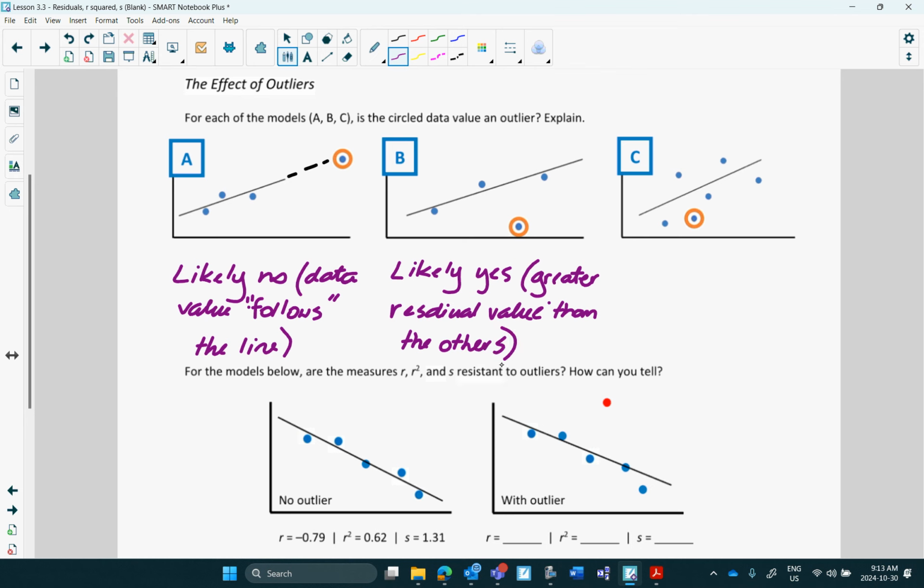How about the last one? No, because it doesn't really stand out. I mean, yeah, maybe it has the greatest residual value of all six of them, but how much? Likely no, because its residual value is not much different than the others.